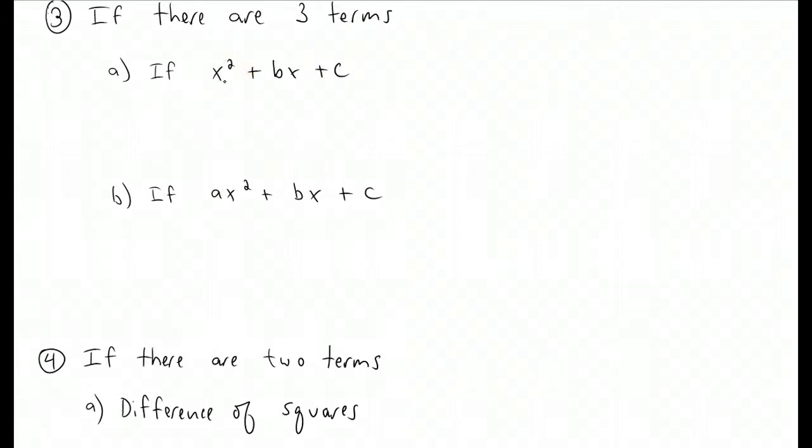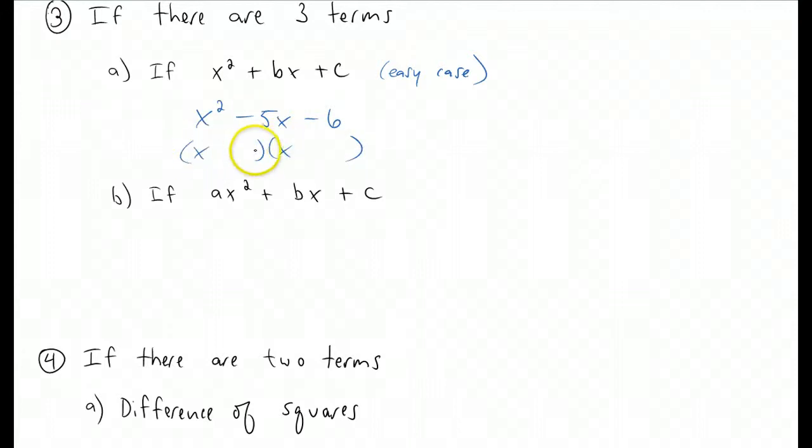Well, there are a couple possibilities here, actually. The first possibility is you have an x squared plus some number x plus c. This would actually probably be the easy case. And an example of that would be, what if you have x squared minus 5x minus 6? Well, all you have to do is recognize that you have yourself 3 terms. It's a trinomial, and whenever you're factoring trinomials, you want to factor that into 2 multiplied binomials.